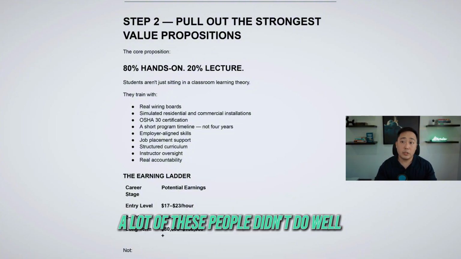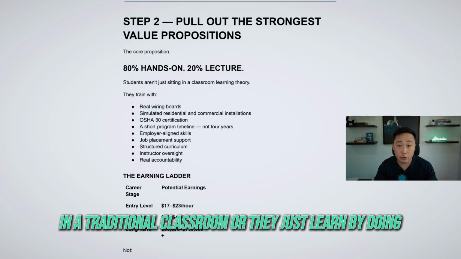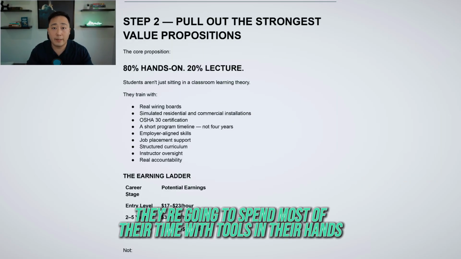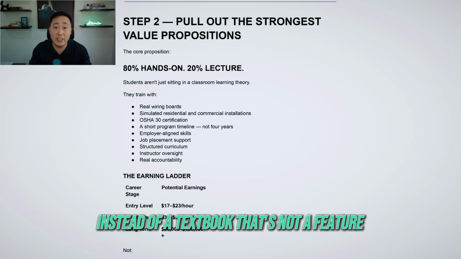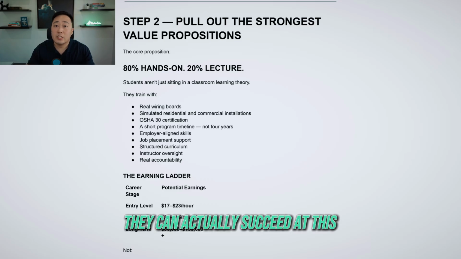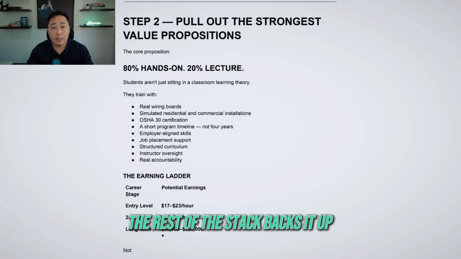A lot of these people didn't do well in a traditional classroom, or they just learn by doing. When you tell that person they're going to spend most of their time with tools in their hands instead of a textbook, that's not a feature. That's permission. It tells them they can actually succeed at this. The rest of the stack backs it up.